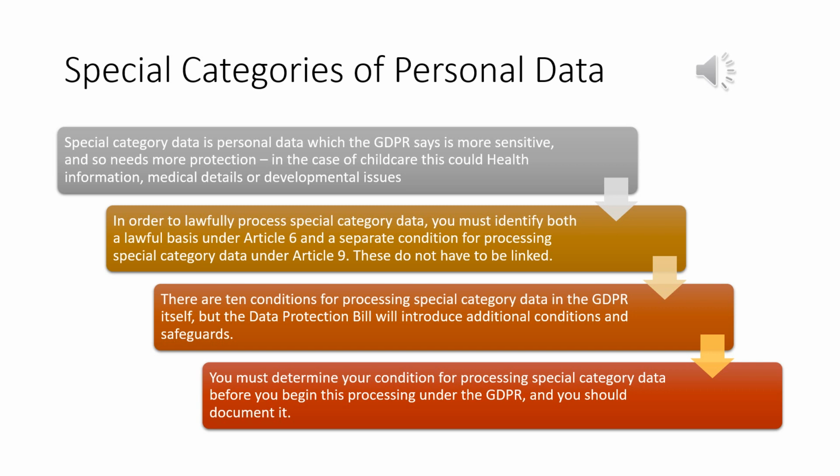In order to lawfully process special category data, you must identify both a lawful basis under Article 6 and a separate condition for processing special category data under Article 9. The two do not have to be linked. There are 10 conditions for processing special category data in the GDPR, but the Data Protection Bill will introduce additional conditions and safeguards. You must determine your conditions for processing special category data before you begin this processing under GDPR, and you should document it.